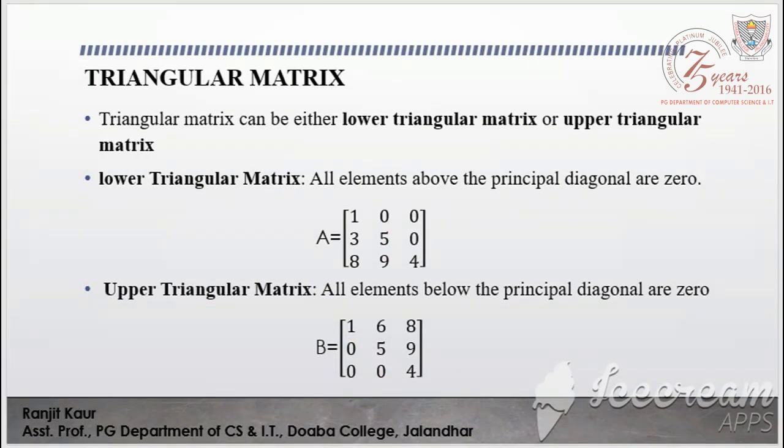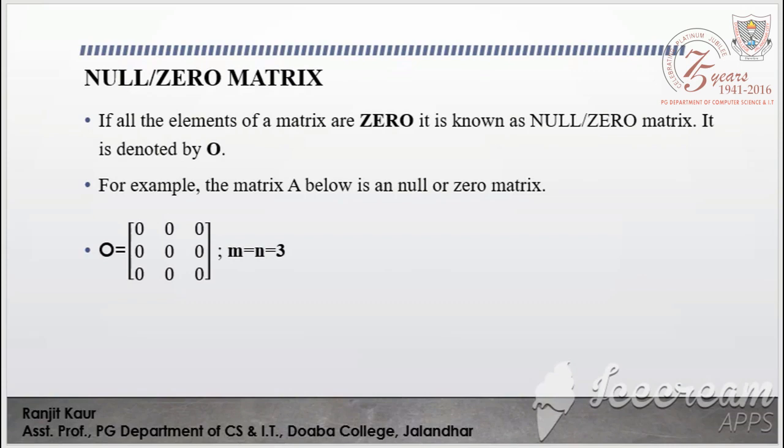So moving further, the next type of matrix is null or zero matrix. So if all the elements of matrix are 0, then such type of matrix is known as null or zero matrix. So let's talk about an example of this matrix. So here you can see we are having a matrix capital O, as null or zero matrix is always denoted by capital O and all its elements are 0. That is why this is known as null or zero matrix.